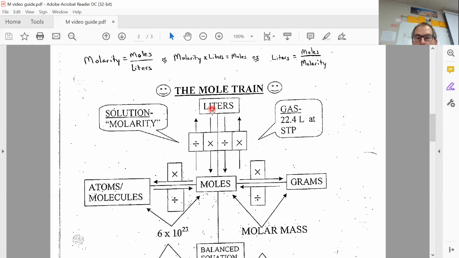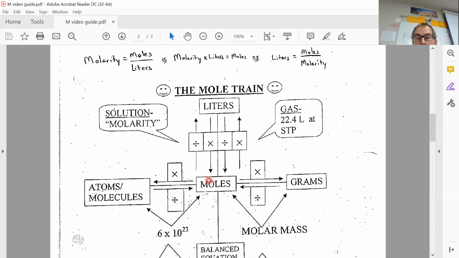But what about going from moles to liters? We're adding a step to this. For gases, we've talked about going through 22.4, but let's not worry about that. Let's look at this. How does this work? If you know liters and you know the molarity, liters times molarity equals moles. That's what we said, liters times molarity equals moles. So going from liters to moles through molarity, it's liters times molarity equals moles.